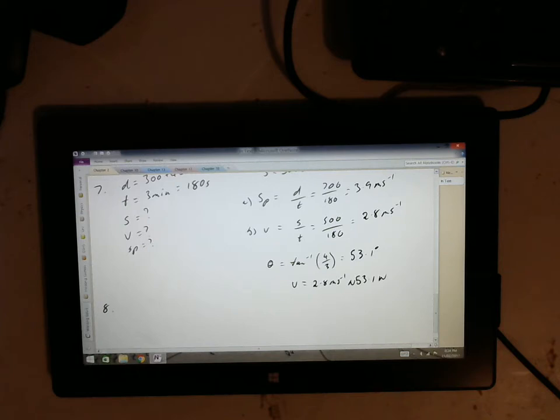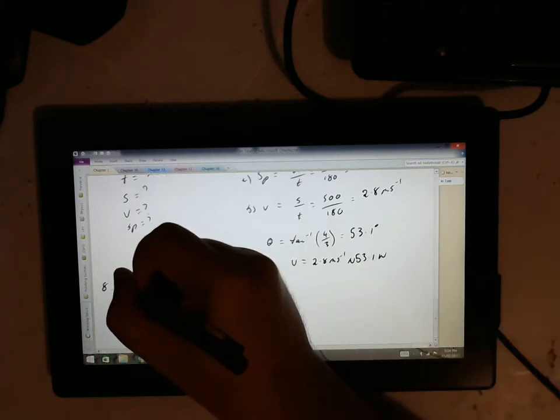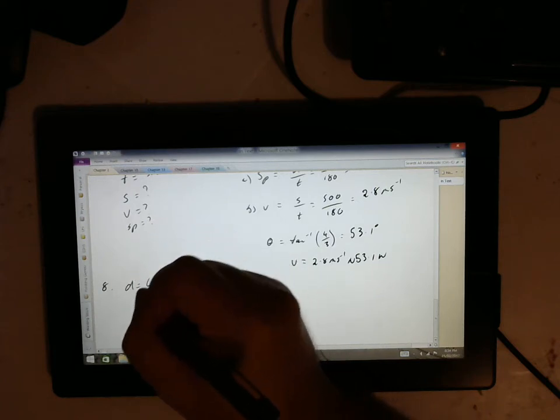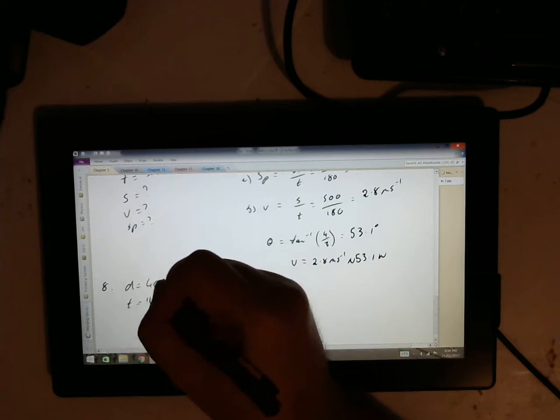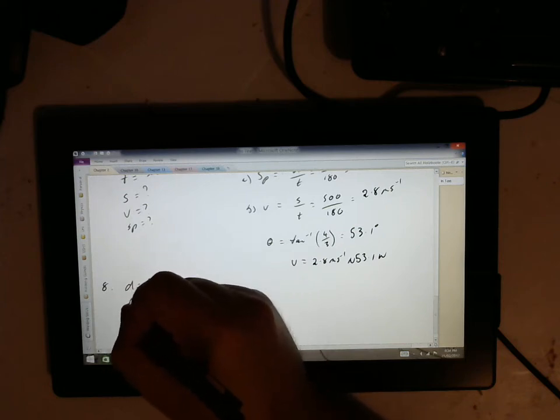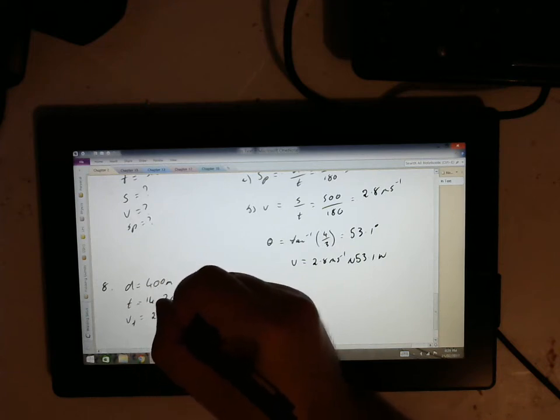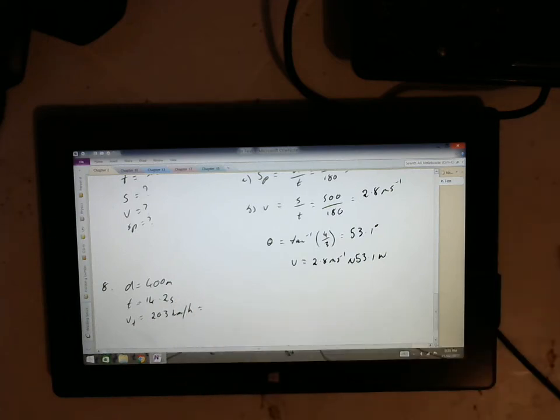The distance over time is the average, and it's going to be less than that top speed. Okay, let's wade into it and I'll show you what I mean. So let's take distance equals 400 meters. We have its time of 14.2 seconds, and we have its top velocity of 203 kilometers per hour, or at least that's the top for this scenario here.